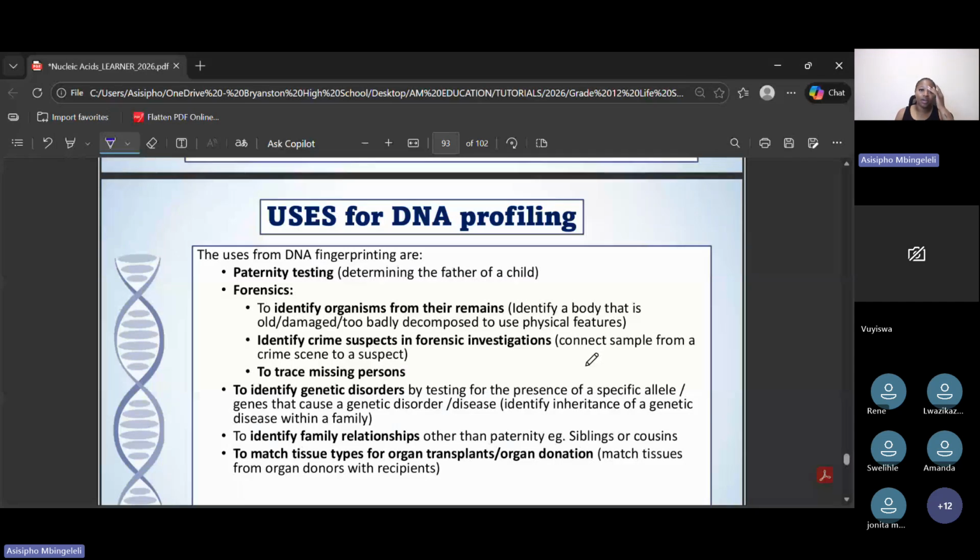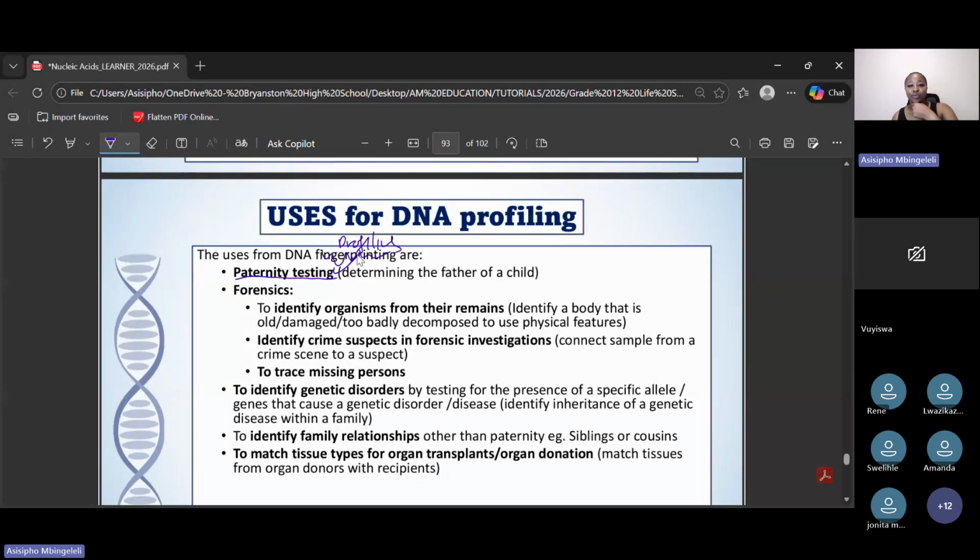2 or 3. Now, these are points talking about the uses of DNA profiling. It should be profiling here. Profiling. Don't write fingerprinting at all. So we use DNA profiling to do paternity testing by just writing paternity testing, a tick. So paternity testing, this is when they determine the father of a child.